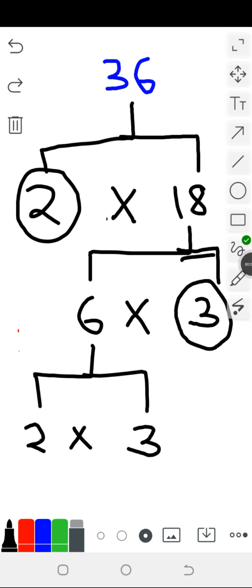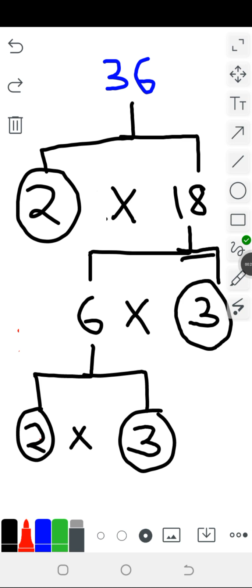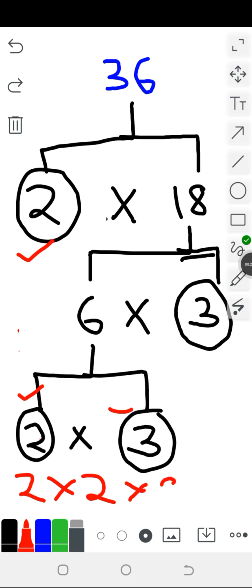Now, 2 times 3, I will not think further. Between these two numbers, which is a prime number? The 2. 2 and 3, they are both prime numbers. So that means invariably, the prime factors, in the order of how we have prime numbers in natural numbers, I'll go 2 times 2 times 3 times 3. Now, those are the prime factors of 36.